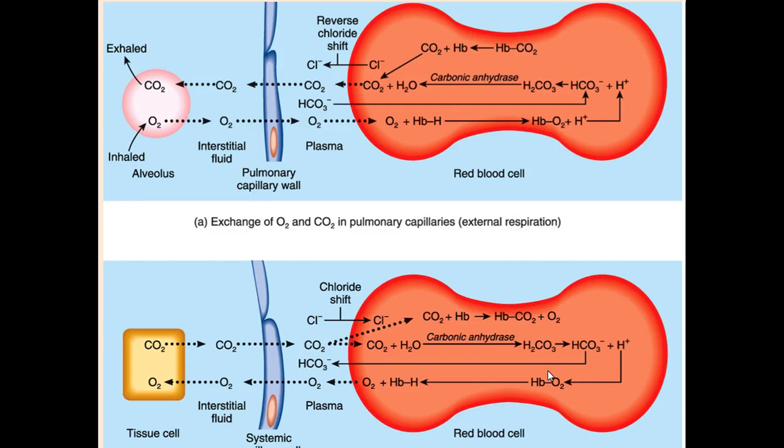Transportation of oxygen through oxygenated hemoglobin and then carbon dioxide from tissues to lungs. It occurs through the difference in the pH and partial pressure of carbon dioxide and partial pressure of oxygen.